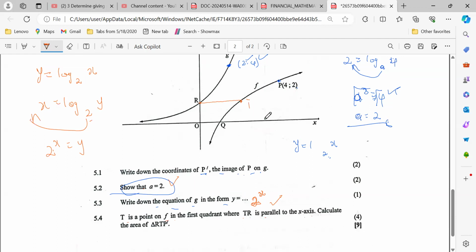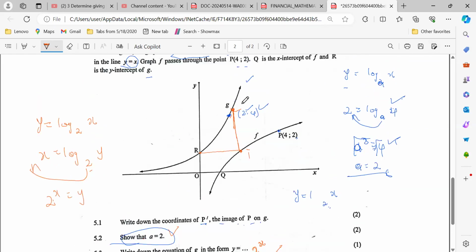Like this, no? And then we have T here. Sharp. Calculate the area of triangle RTP prime. It's not P, that one. It's RTP prime. So we are looking for a triangle like this here. I'm sure somewhere here we have this point, which is P prime.